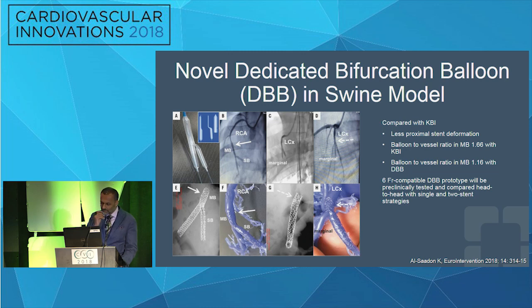So this is something I found recently in a swine model, a dedicated bifurcation balloon. And the reason that this is interesting is what they're able to do with this dedicated balloon is they can reduce the deformation of the main branch stent. They could reduce the balloon to vessel ratio from 1.66 down to 1.16. So again, better strut apposition, hopefully a better long-term result. So there's going to be some head-to-head preclinical trials with this device coming up soon, so stay tuned for that.